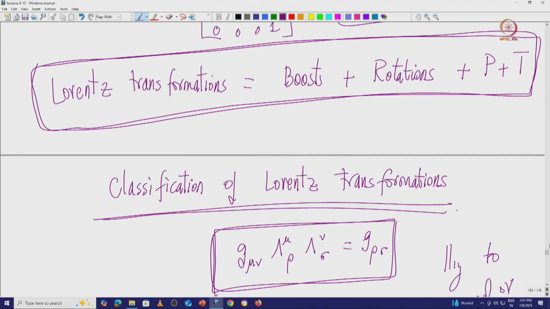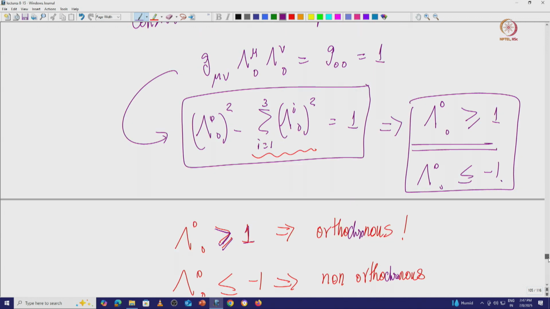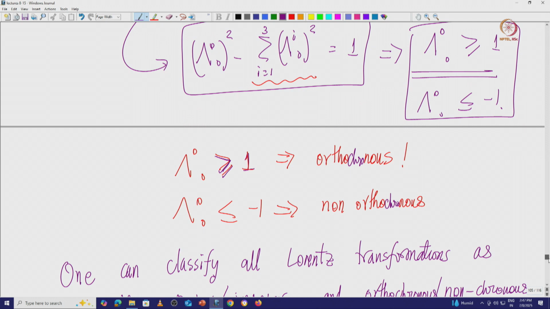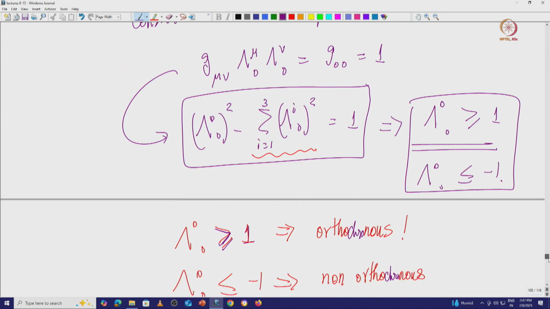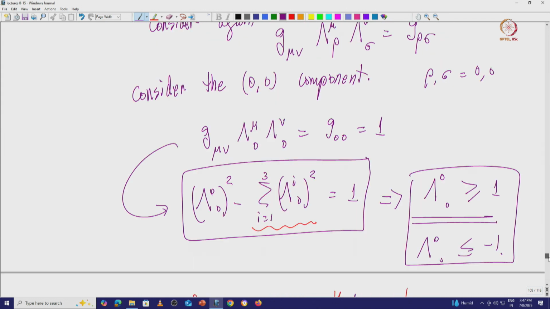So in total you have Lorentz transformations written in terms of boosts, rotations, parity and time inversion. This entire set of transformations forms a group, and then we can classify Lorentz transformations into proper or improper, and orthochronous or non-orthochronous.